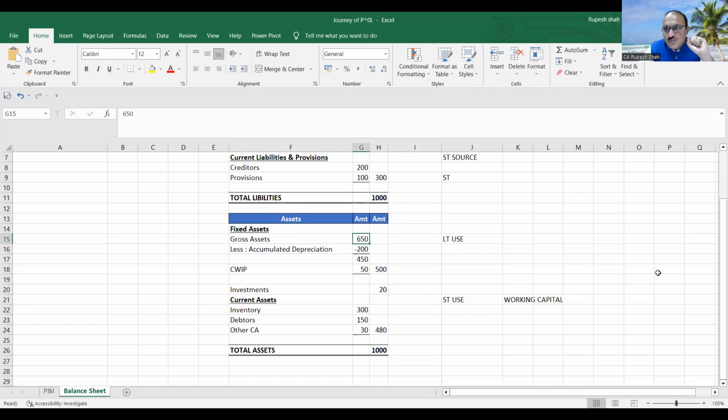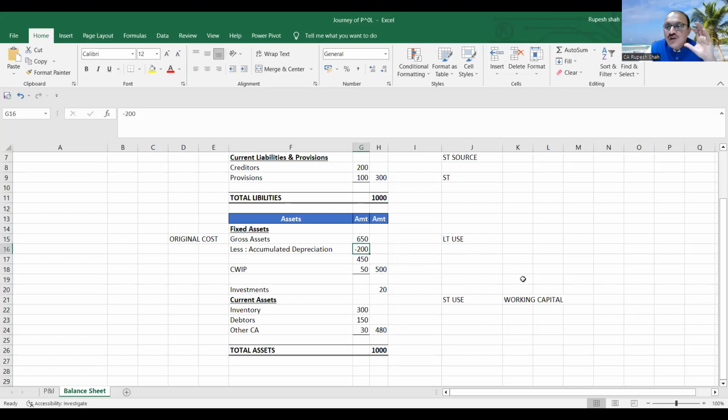It is called gross block. That means the original cost of all the assets. The meaning of this is nothing but the original cost before depreciation, the actual original cost before depreciation. I might have purchased some assets 10 years before, some assets 5 years before, and some assets in this year also. All this put together, the original actual cost is 650 crore.